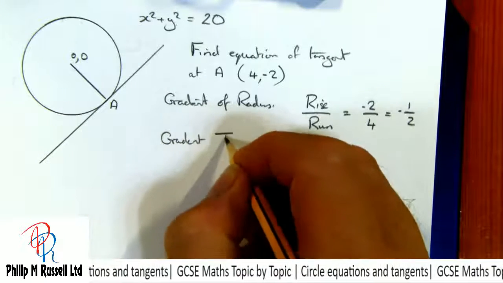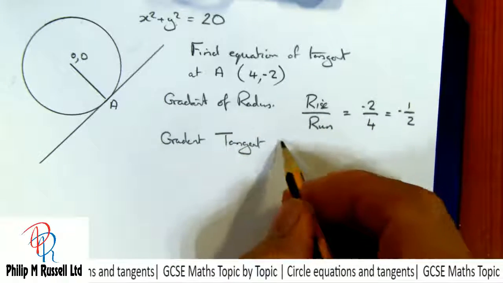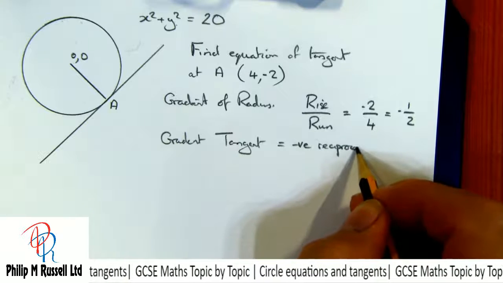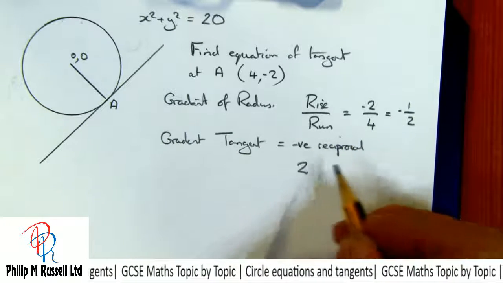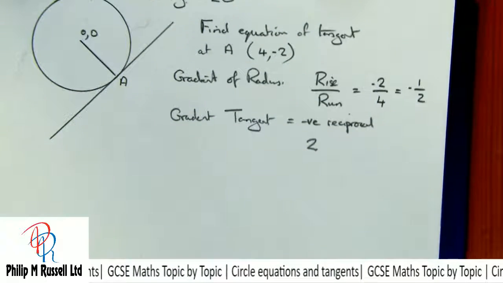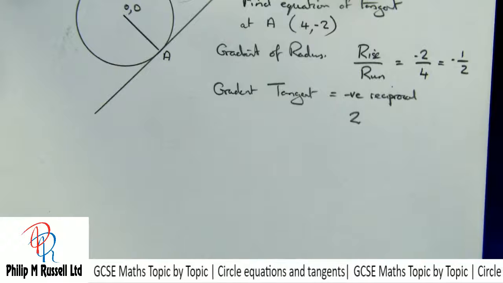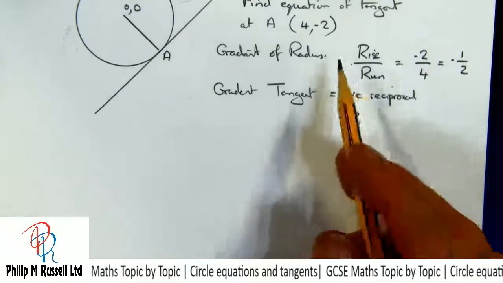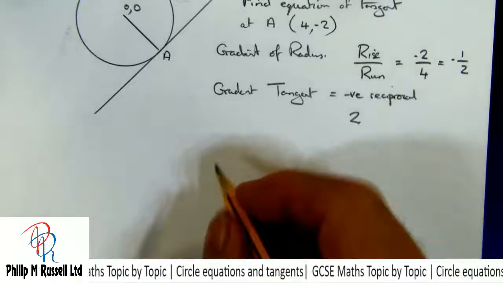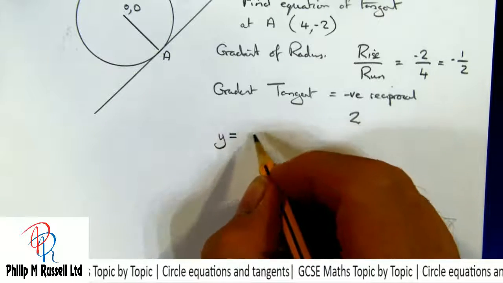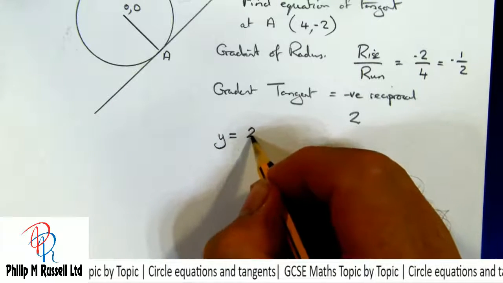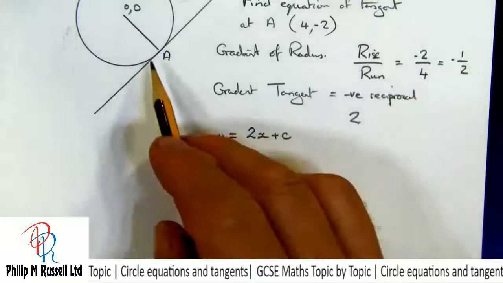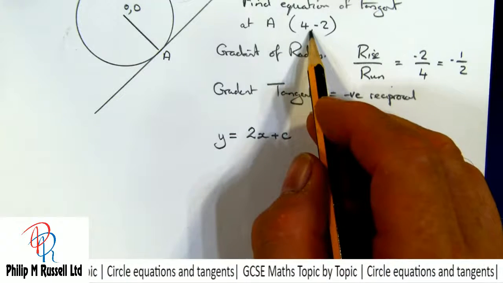The gradient of my tangent therefore is going to equal the negative reciprocal, which is going to give me 2. Okay, so I can now work out the equation of the tangent, because we've got a formula y equals mx plus c, that's going to be y equals 2x plus c. I know my values of x and y, which are 4 and minus 2.